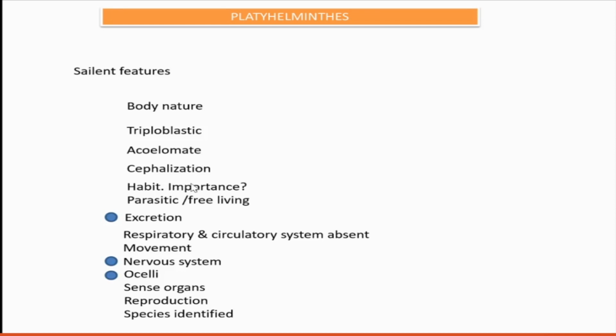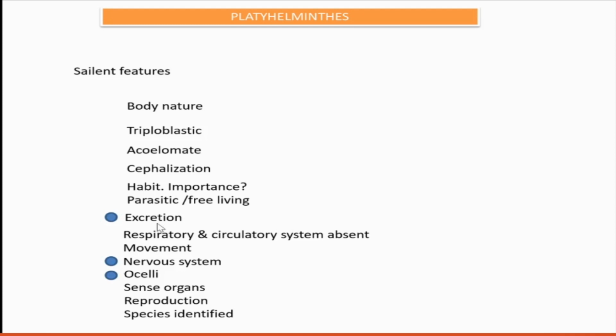Then, what about its habit? Some forms are free living, but at the same time, parasitic forms are also present. In the case of parasitic forms, the alimentary canal is absent because it is a parasite. Parasite means it is taking food from some other host, so it doesn't need an alimentary canal. In parasitic forms, the alimentary canal is totally absent. In free living forms, a branched alimentary canal is present and it opens by a mouth, but anus is absent in the case of these Platyhelminthes. Mouth is present.